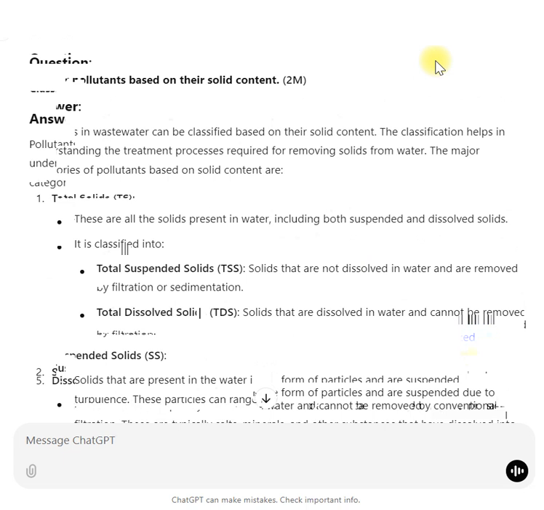3. Settlable solids. These are a subset of suspended solids that can be removed by gravity settling over time. Settlable solids are typically larger in size and more easily removed in primary treatment processes. 4.